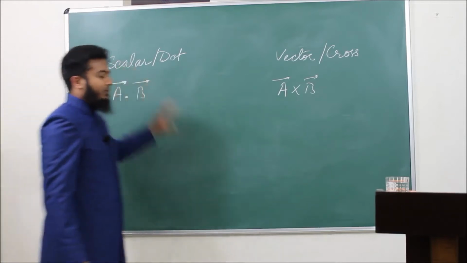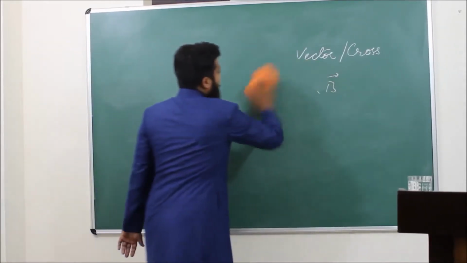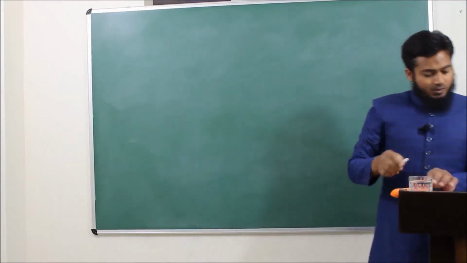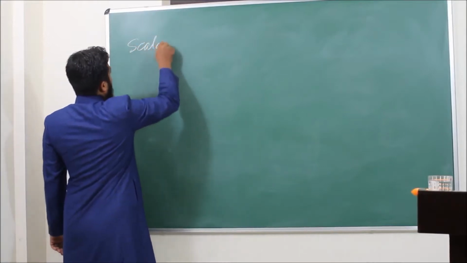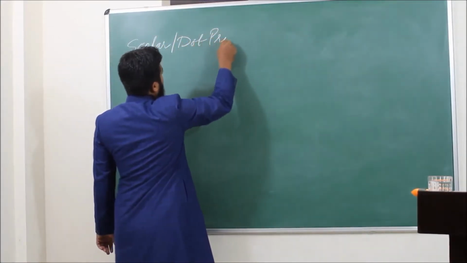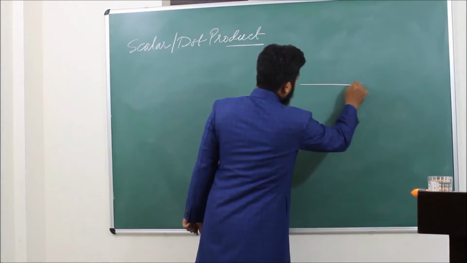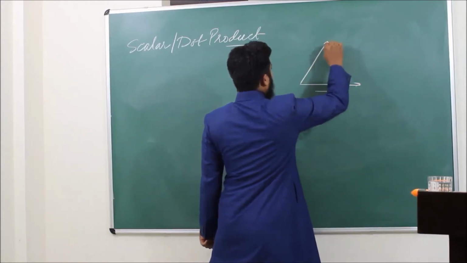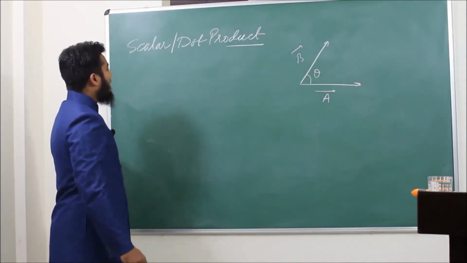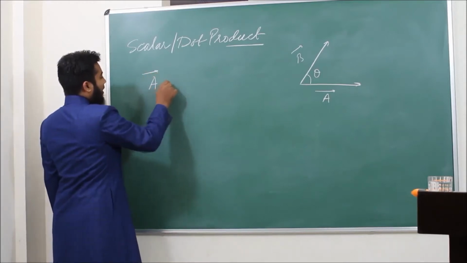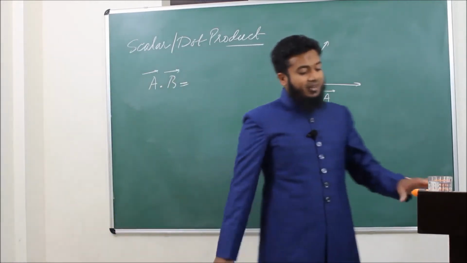And now let us see this one first. What is dot product or scalar multiplication? So let us first see scalar multiplication. Scalar or dot product. Say we have two vectors, vector A and vector B, and this is the angle between the two vectors, theta, and we are calculating the dot product. So A dot B.